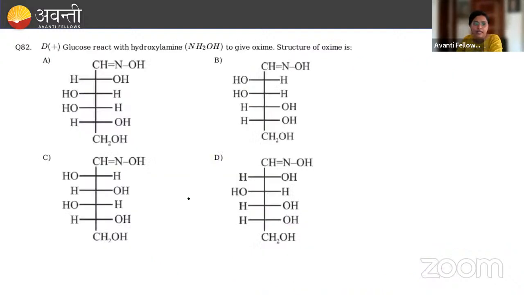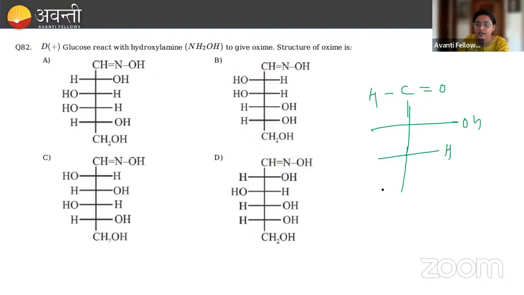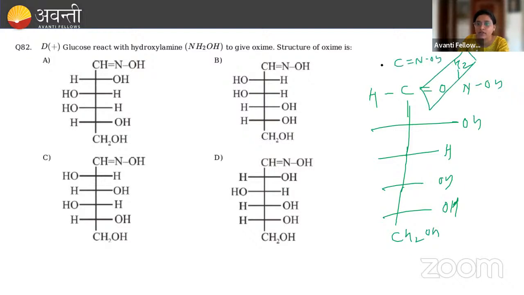Next, glucose. When glucose reacts, you know the glucose structure: C double bond O, here it will be H, next here there will be OH, next here H, there will be OH, OH, and here 1, 2, 3, 4, 5: H, OH, OH, OH, H, OH, OH, and CH2OH. So this C=O reacts with NH2OH. Here NOH and here H2O goes, and there is formation of a double bond to NOH here. And this is D plus glucose.